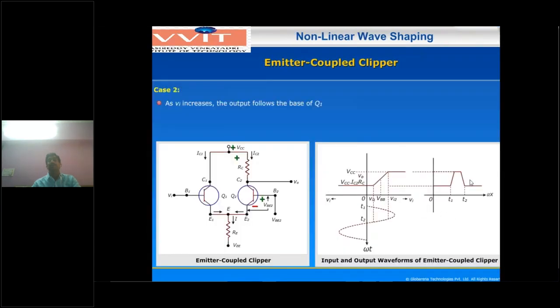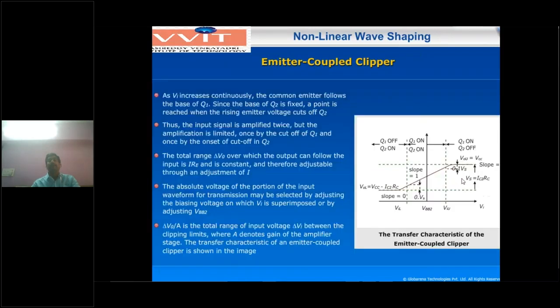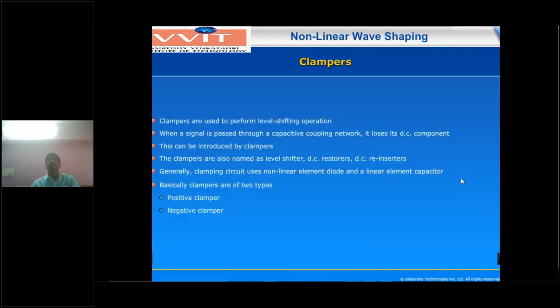This is the output waveform you have to see here. So, a two-level waveform. And next one, these are the clipping circuits over. So next one, important one, clamping circuits of the nonlinear wave shaping.